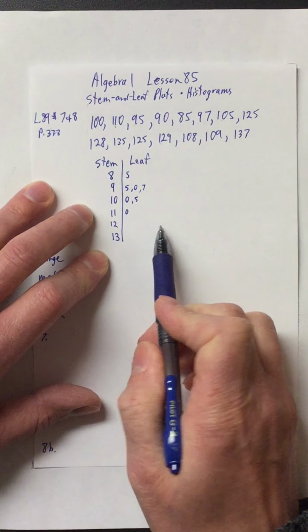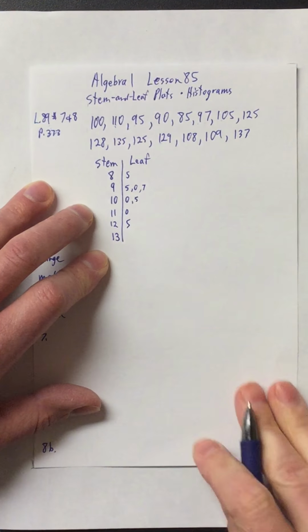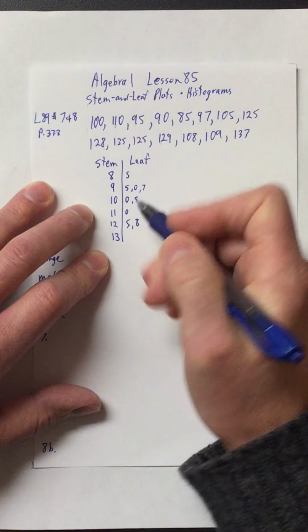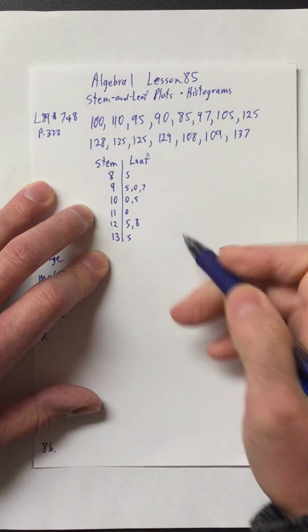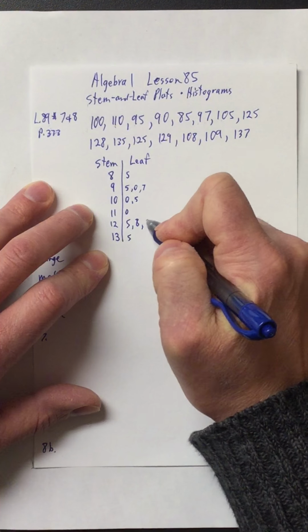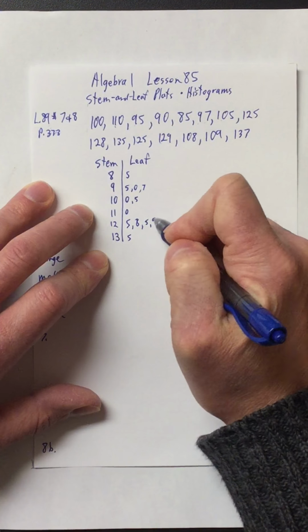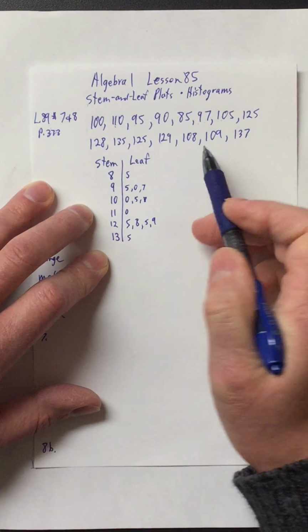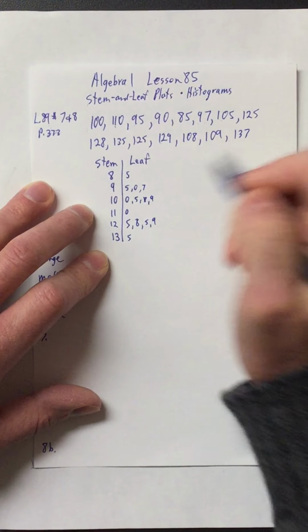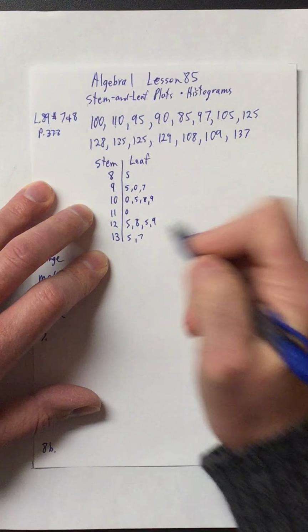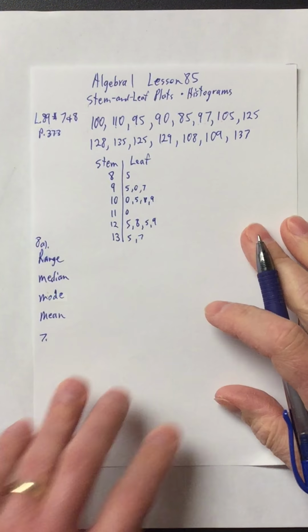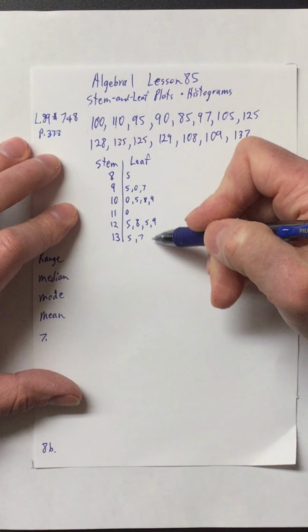125, come down to the 12 row, and put my 5 in. Another 12, comma 8. 135, I put in a 5. 125, I put in a 5. 129, I put in a 9. 108, I put in an 8. And then 109, I put in a 9. And then 137 down here, I put in a 7. And so that's how we would arrange our stem and leaf.